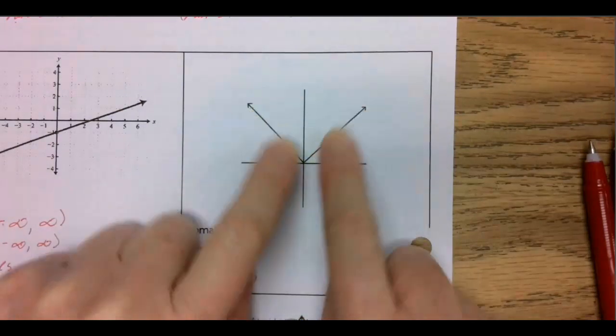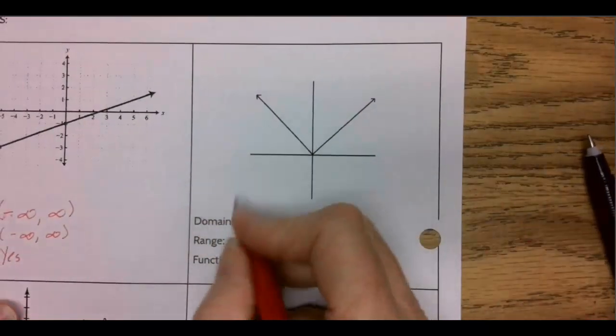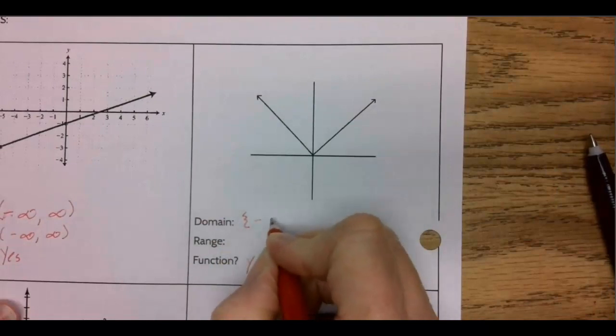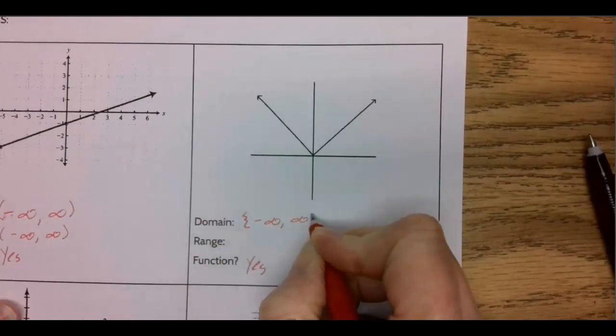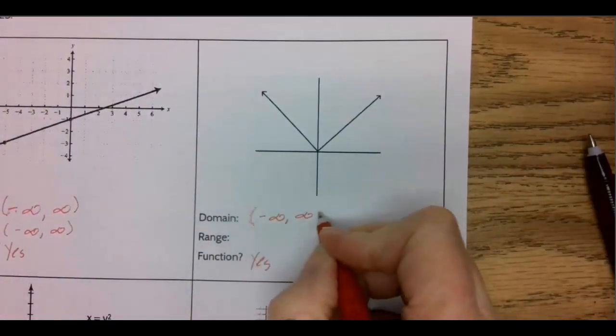And see, with those arrowheads, that means that it continues forever and ever. So our domain continues forever and ever. So again, that's going to be negative infinity to infinity. It has to be a parentheses, sorry.